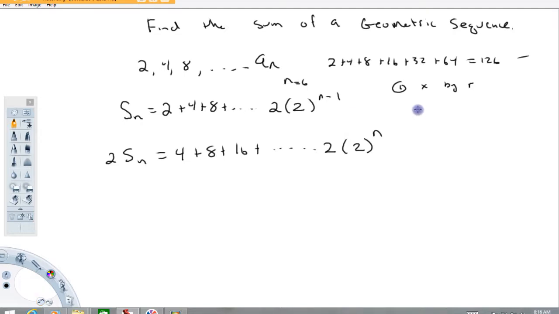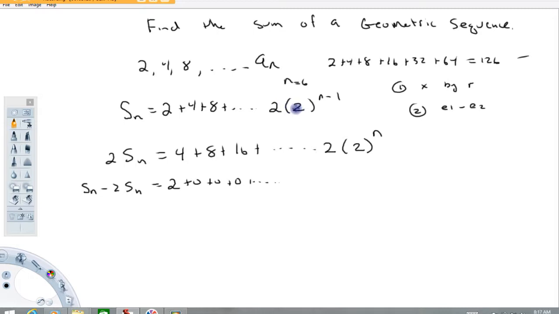Step 2. Take what I'm going to call equation 1, subtract equation 2. Left-hand side, s sub n minus 2 times s sub n. We'll just write that exactly the way I said it. Equals, right-hand side. Now, when we look over here, I see a 2, and I don't see a 2 in the other equation, so let's just leave that alone. However, 4 minus 4 is 0, 8 minus 8 is 0, 16 minus 16 is 0, and that pattern is going to hold all the way to this last value.